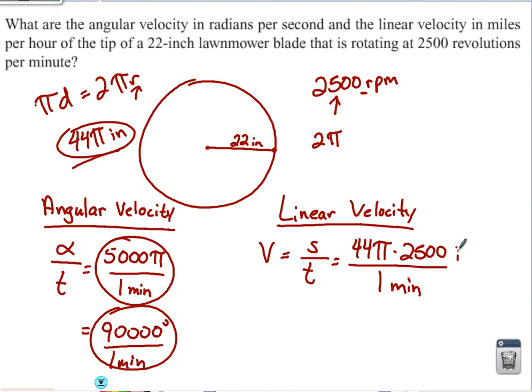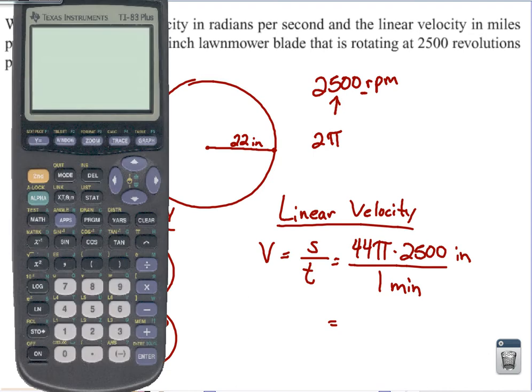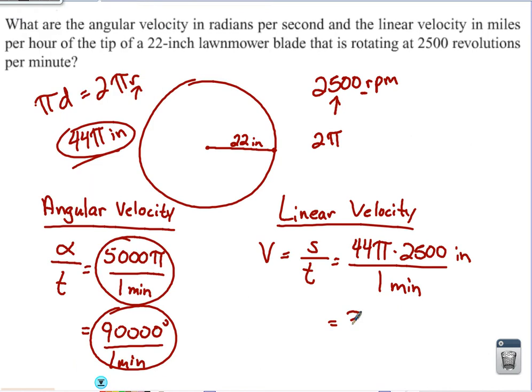And that's in inches there. So 44 pi. I've got you right here. You can leave it exact. I want to do it as a decimal just to make it more real to you. 44 times pi times 2,500. That'd be 345,575 inches per minute.